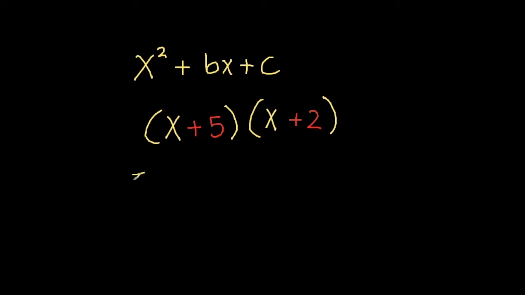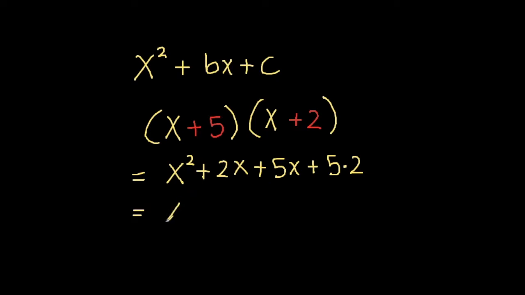This is equal to x times x gives me x squared. Then I have x times 2, which is just 2x. Then I have 5 times x, which is just 5x. Then I have 5 times 2, which is 10, but I'm going to keep that as 5 times 2. So I'm going to work with this a little bit. This is equal to x squared, which is just going to remain as x squared.